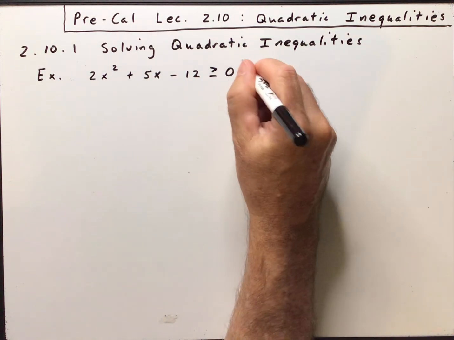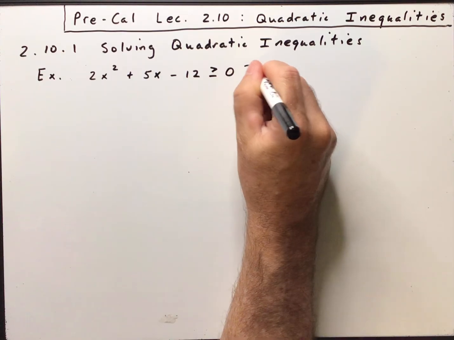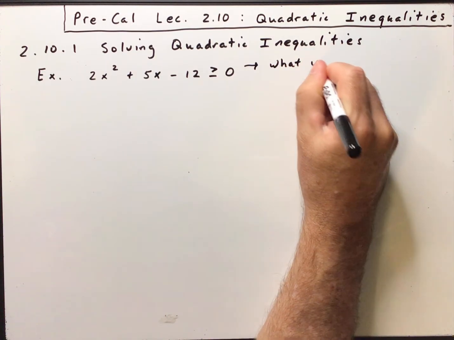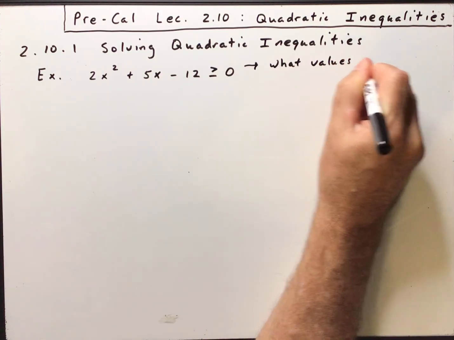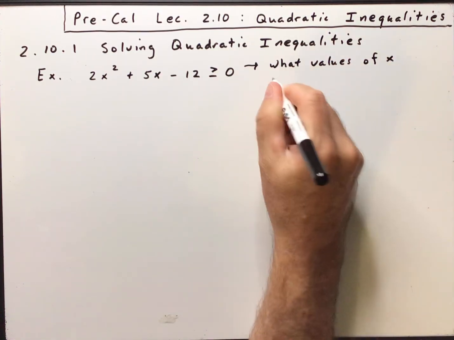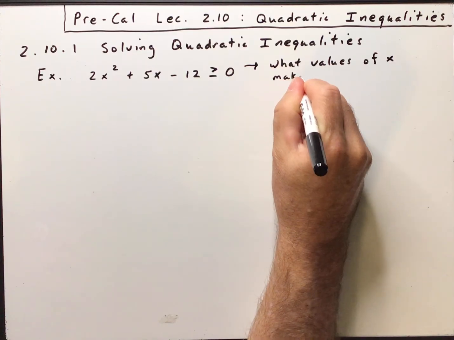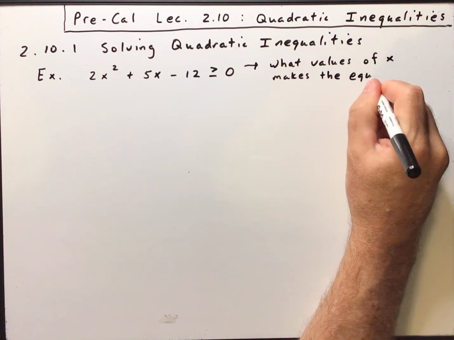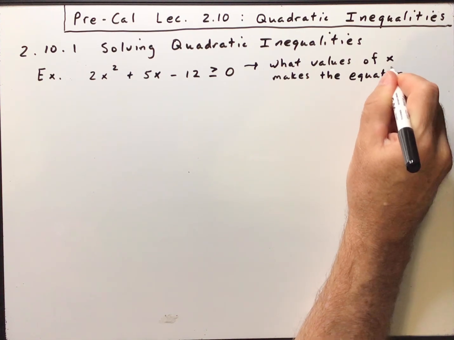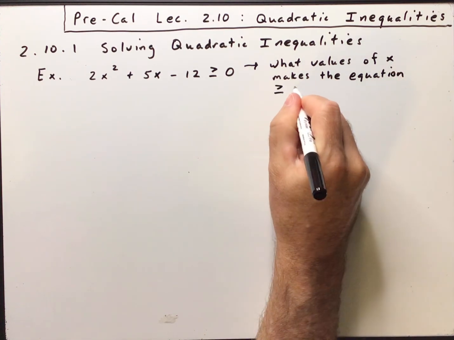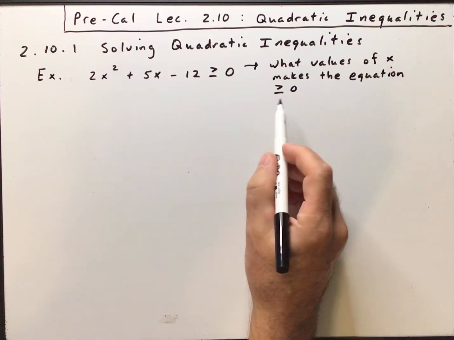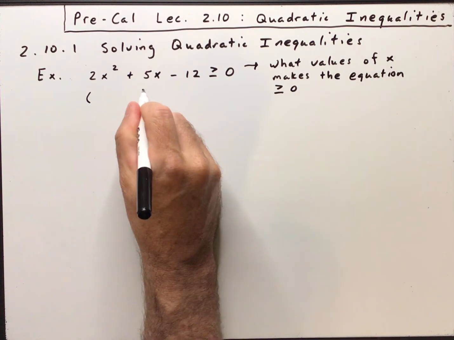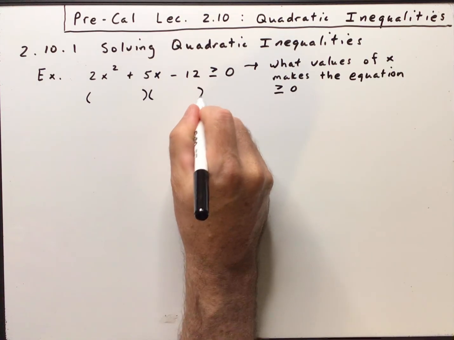So where, or what values of x, makes the equation greater than or equal to 0. So positive or equal to 0. But you solve it really the same way in the beginning.